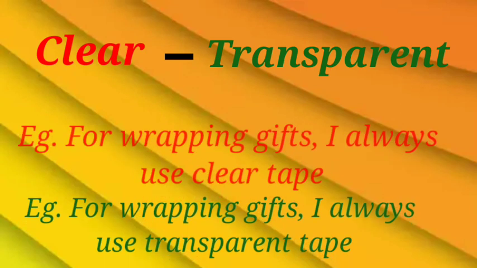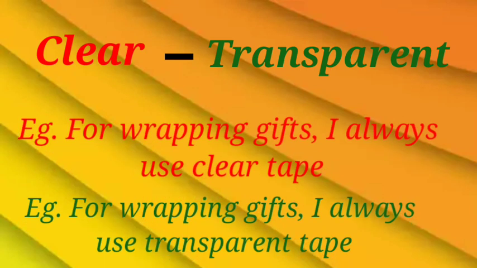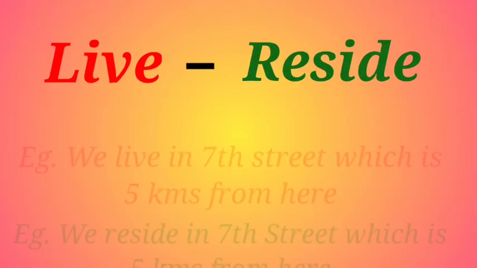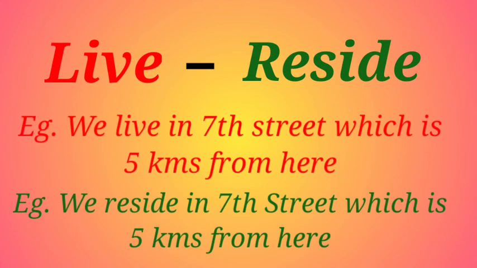Use transparent instead of clear. Example, for wrapping gifts, I always use clear tape. For wrapping gifts, I always use transparent tape. Use reside instead of live. Example, we live in 7th Street, which is 5 kilometers from here. We reside in 7th Street, which is 5 kilometers from here.